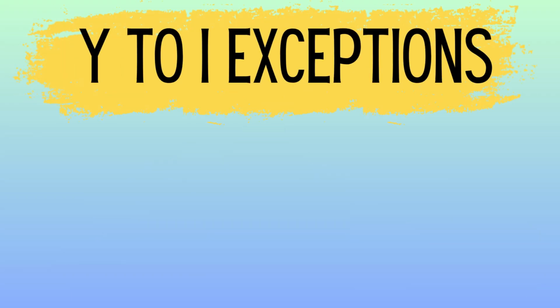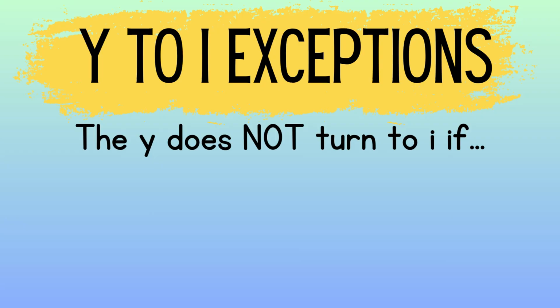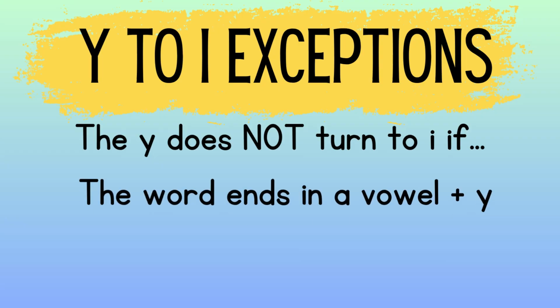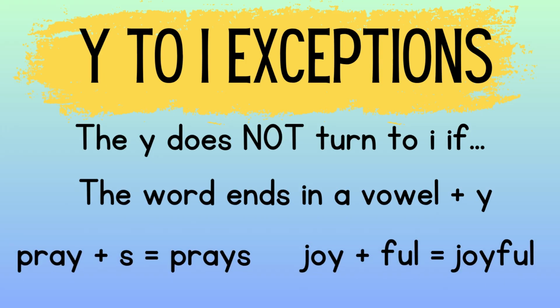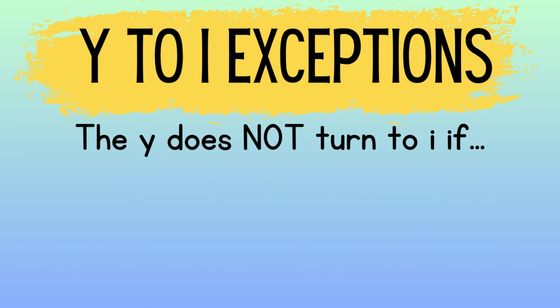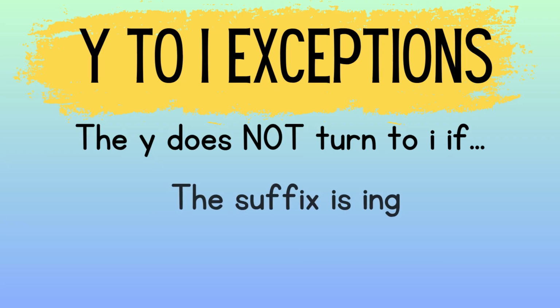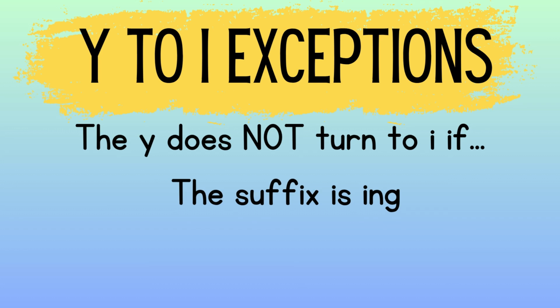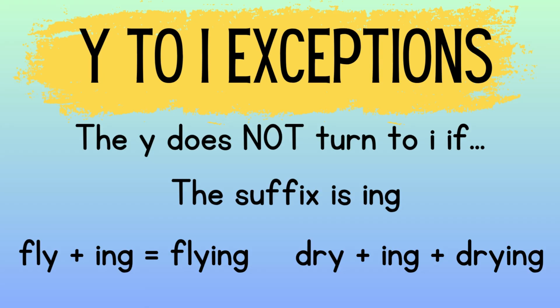There are some Y to I exceptions. The Y does not turn to I if the word ends in a vowel and then a Y. Like in pray, it has AY. So when you add a suffix, you keep the A and Y together because they're a vowel team. Another time Y does not turn to I is when the suffix is ing, because if you turn the Y to I, like in flying, then you would have two I's in a row. So you keep that Y before you add the suffix ing.